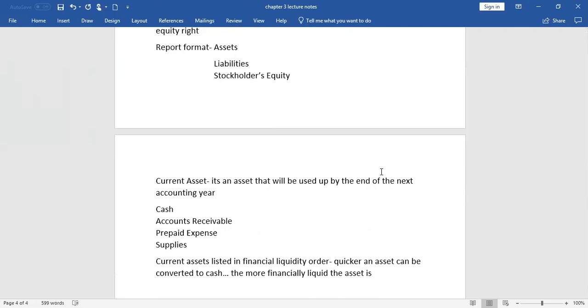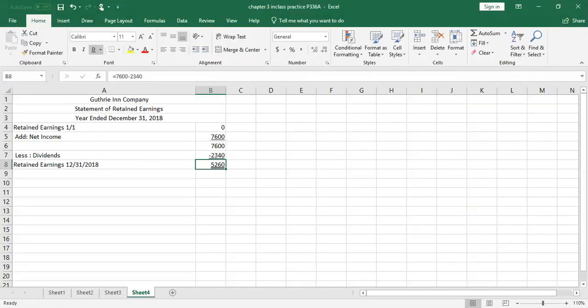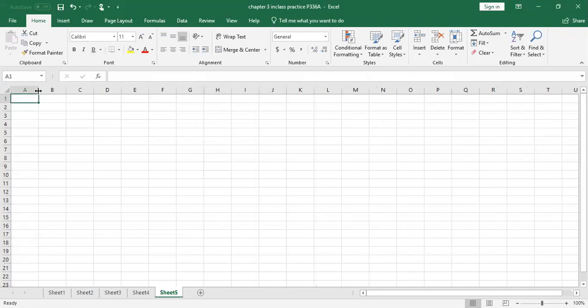Prepaid expenses and supplies are generally on the same financial liquidity level. So it doesn't matter if you put supplies then prepaid expense or prepaid expense and then supplies, because really in the end they are all prepaid expenses. Okay, so that's how we do current assets. So I'm going to come back over and we're going to do the current assets on the balance sheet for Guthrie.